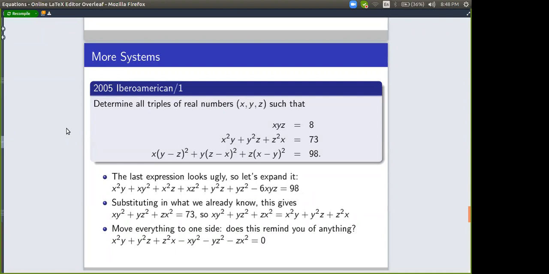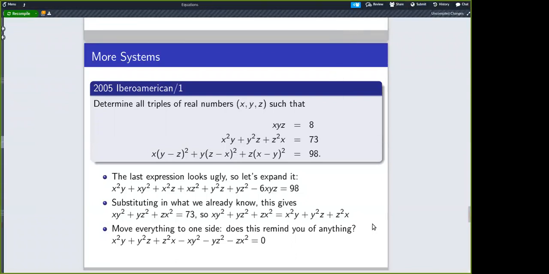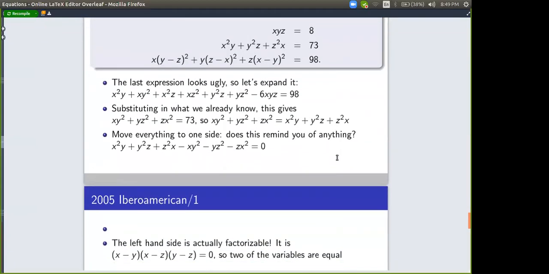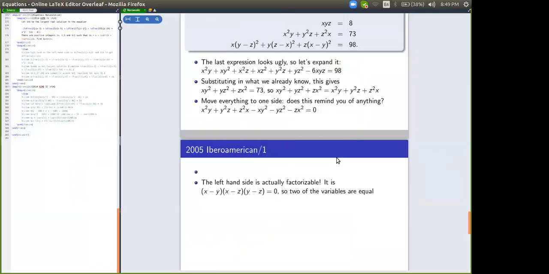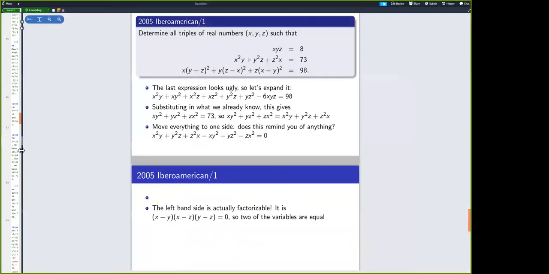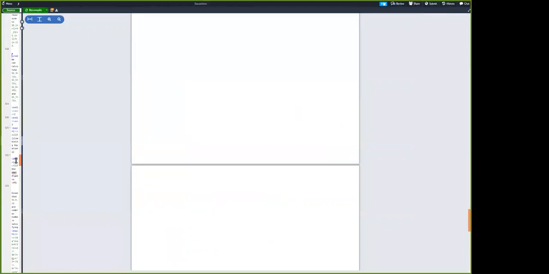So yeah, as Kevin says, we can actually factor the left-hand side. This is why knowing your factorizations is very important for competitions, because even though this question looks really hard right now, once we factor it, it actually becomes really easy. If we look at the left-hand side, it's actually factorable as x minus y times x minus z times y minus z is equal to 0.